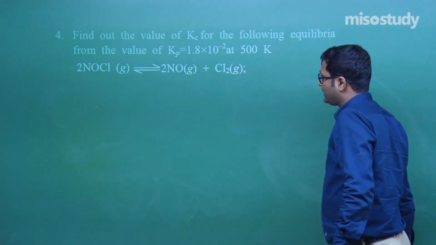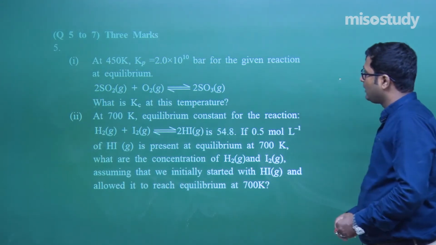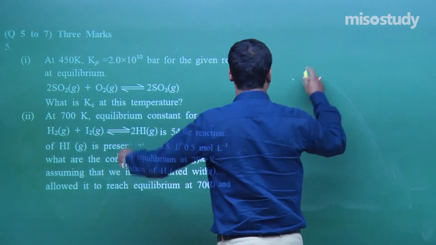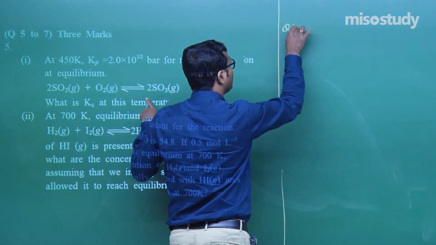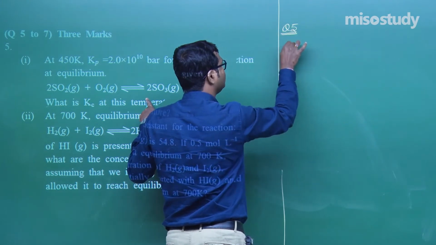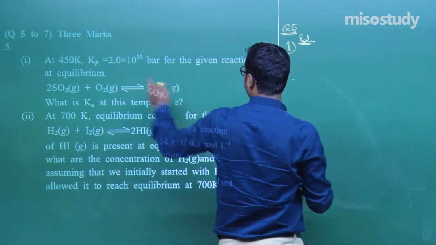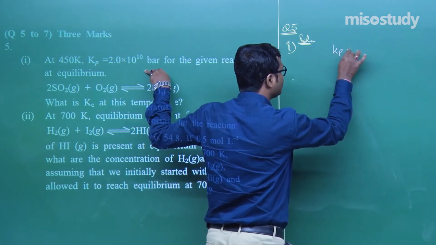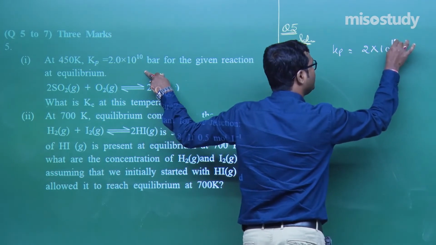The next question here is question number 5. This is a big question. First of all, read the question. At 450 Kelvin, I am writing the data here. Question number 5.1. At 450 Kelvin, Kp is given here as 2 into 10 to the power 10 bar.